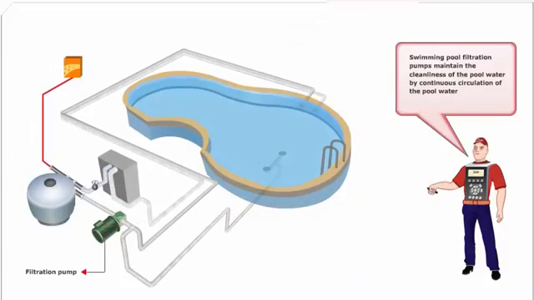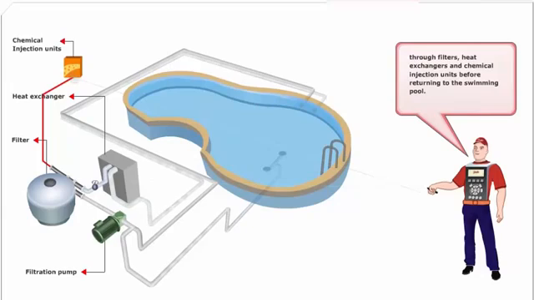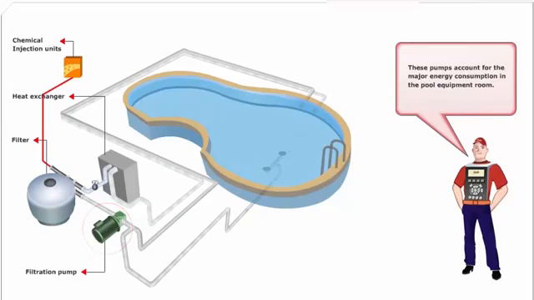Swimming pool filtration pumps maintain the cleanliness of the pool water by continuous circulation of the pool water through filters, heat exchangers, and chemical injection units before returning to the swimming pool. These pumps account for the major energy consumption in the pool equipment room. Now that you have an idea of what the application is, let us move on to see how it works.